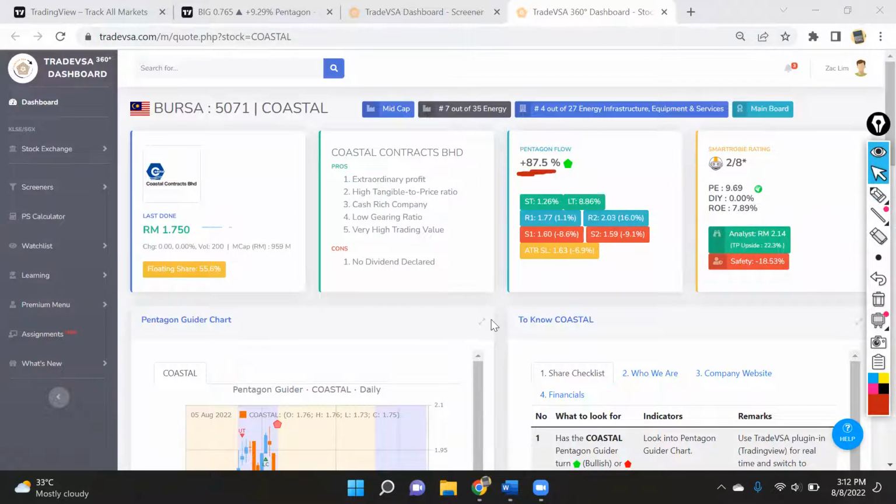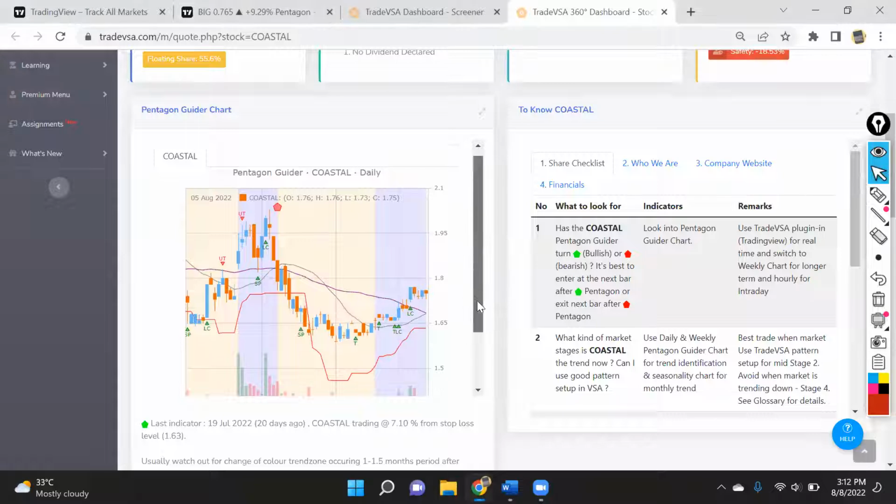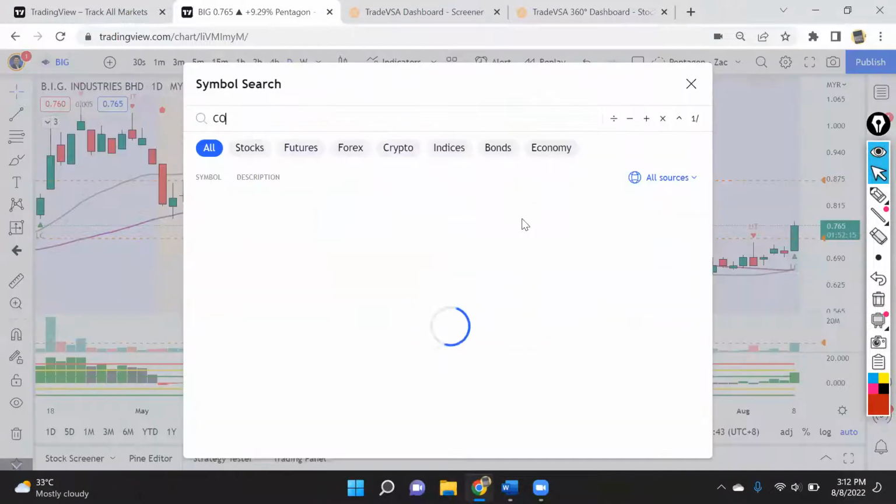Now, the next thing is that we want to look into whether this trade gives us a good risk reward or not, by looking into the trading plan over here. We scroll down. Now this is the part where we want to look for a pullback. From there we want to study what our risk reward is. So go to our chart.